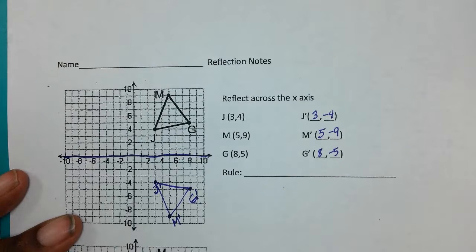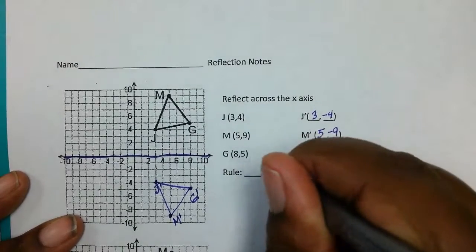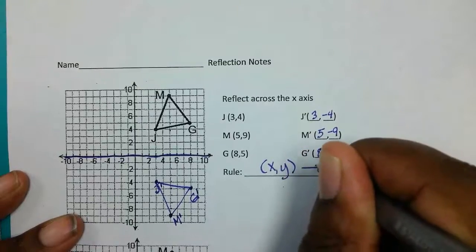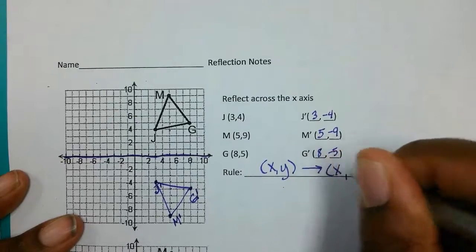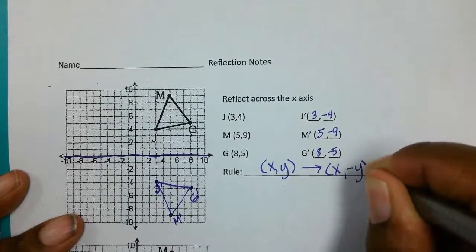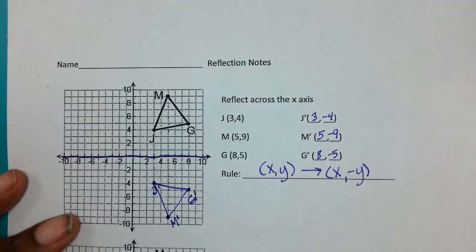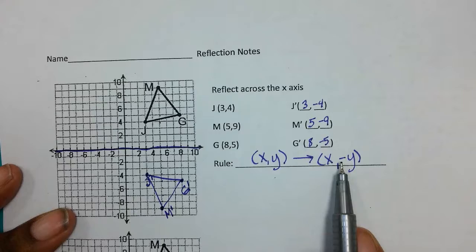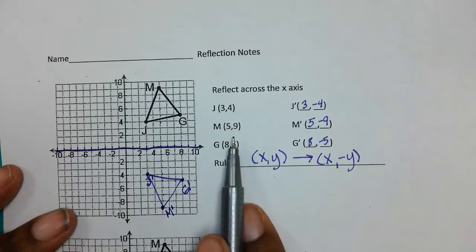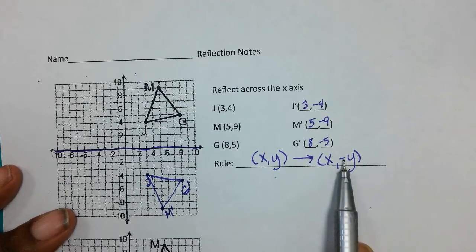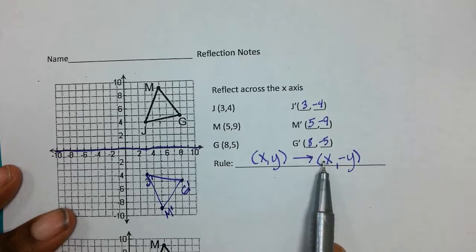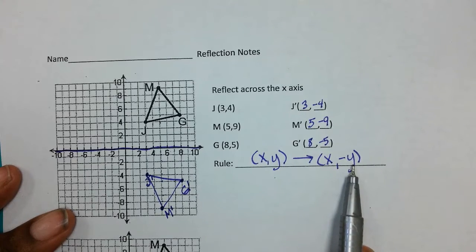So that's that reflection. Now, is there a rule I can use that works the same way every single time? Well, I should notice that x comma y stays the same in x, but I had to change the sign of my y. My y's became negative. This isn't saying that y is always going to be negative, because if y started off as a negative number, the new one is going to be a positive number. So you change the sign of the y. x stays the same, but your y value changes.